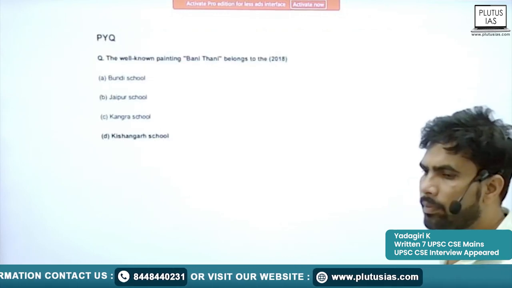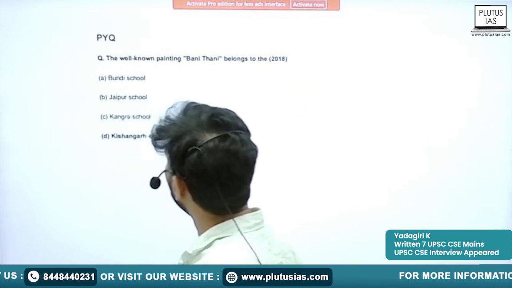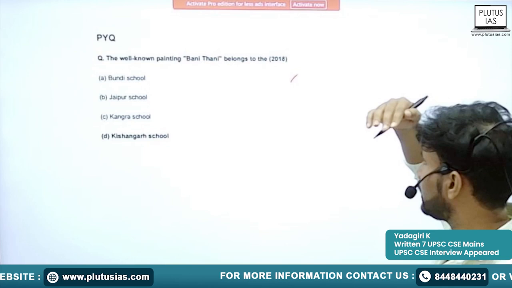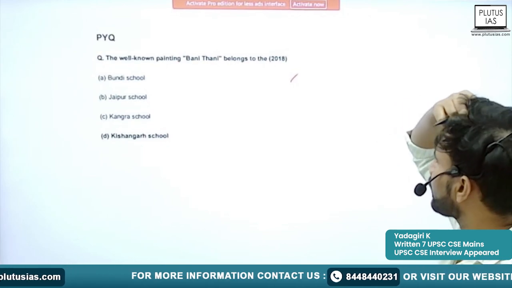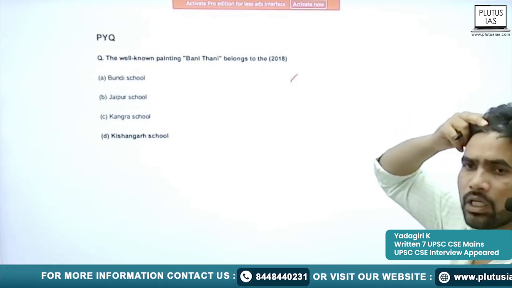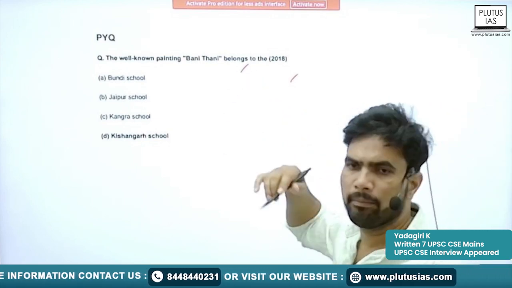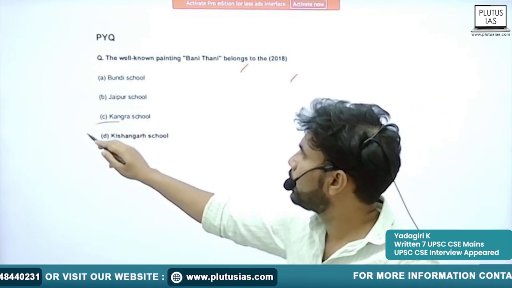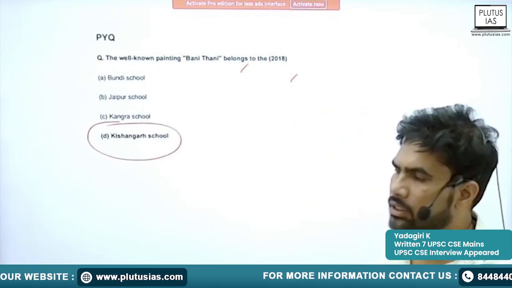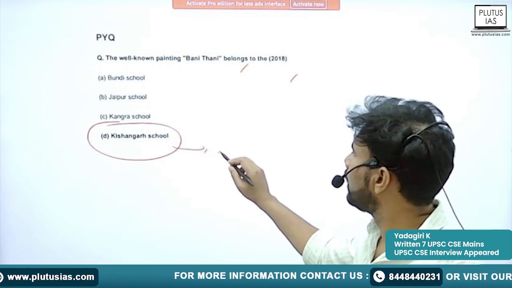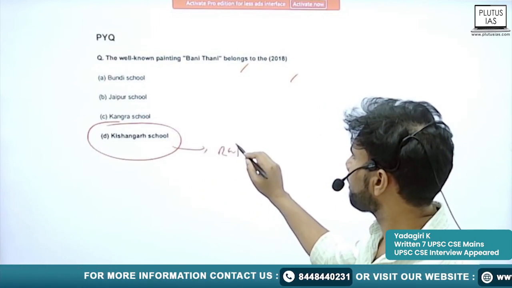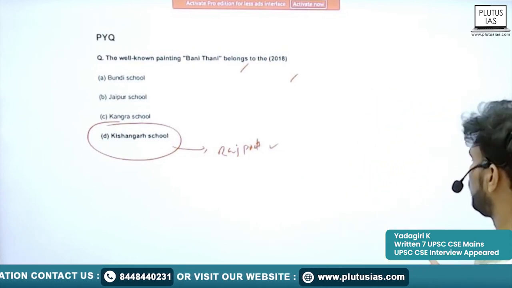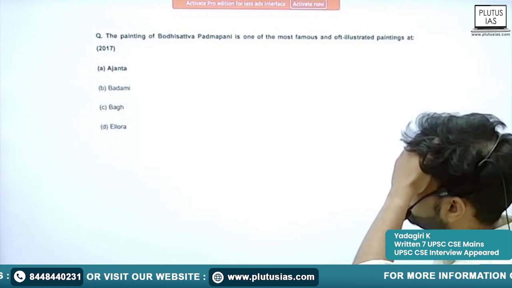Right. So, we will see some previous questions quickly. The first question was asked in 2018. The question is, the well-known painting Bani Thani belongs to which school? So you should know the famous paintings from each and every sub-school also. It belongs to the Kishangarh school, which is one of the sub-schools of Rajput paintings.